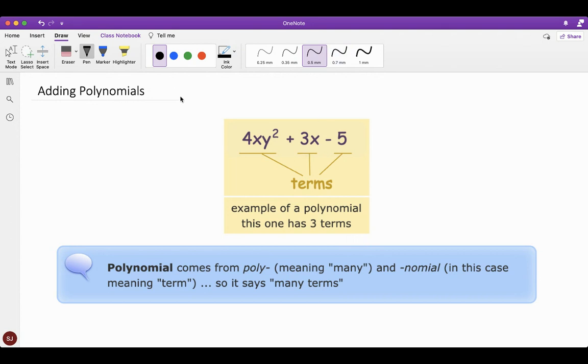When we were learning about expressions, we learned what the word term means, simply different parts of the expression like this. So the first term is 4x y squared, the second term is 3x, and the 5 here. Each of these are terms. So in this case, this polynomial has 3 terms. Let's go ahead and begin.